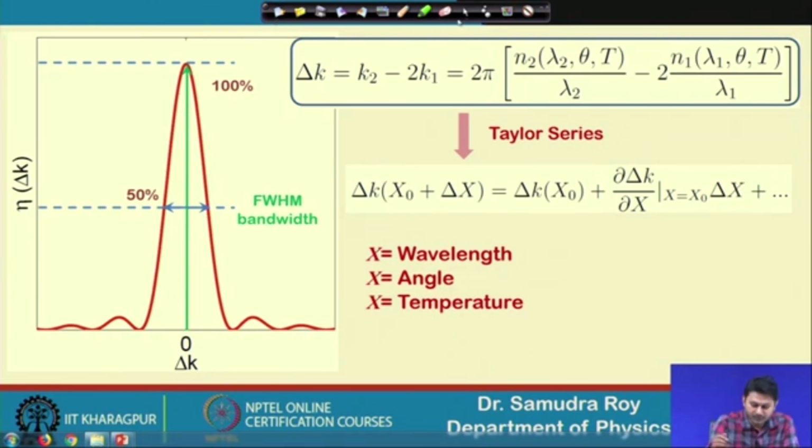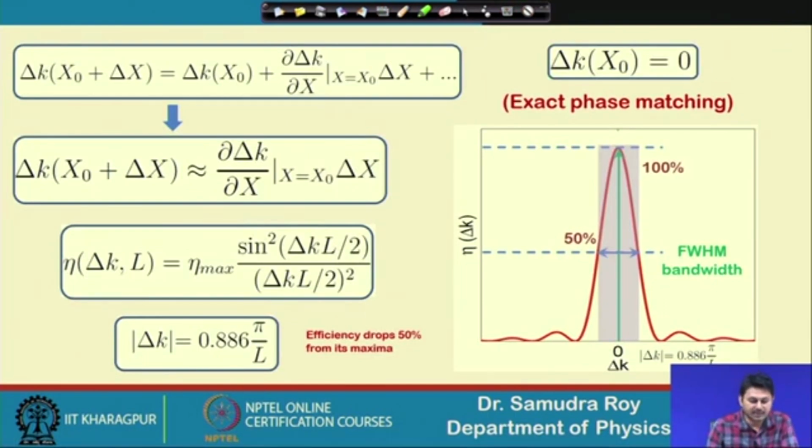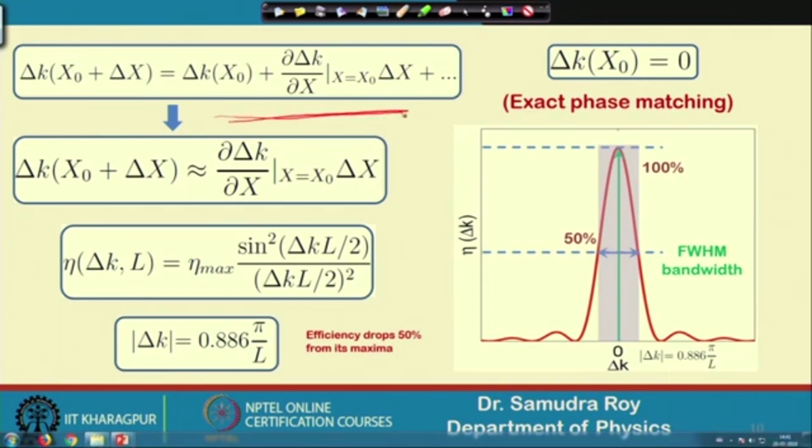So, next we are going to find what is basically the value. This is the expression for delta k, the value of delta k as a function of x 0 plus delta x, by expanding this as a Taylor series. As I mentioned, for the exact phase matching condition, delta k at x 0 has to be 0. So, if I put this term equal to 0, then the rest of the term is something like this.